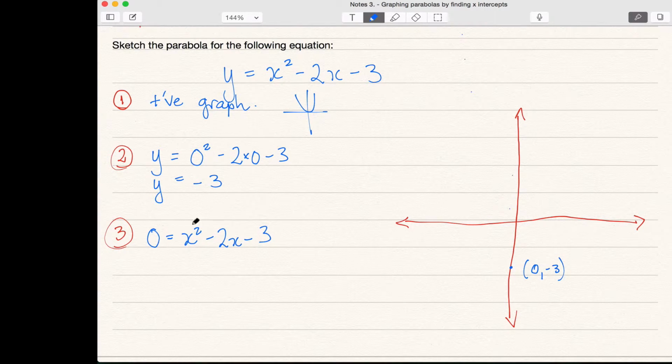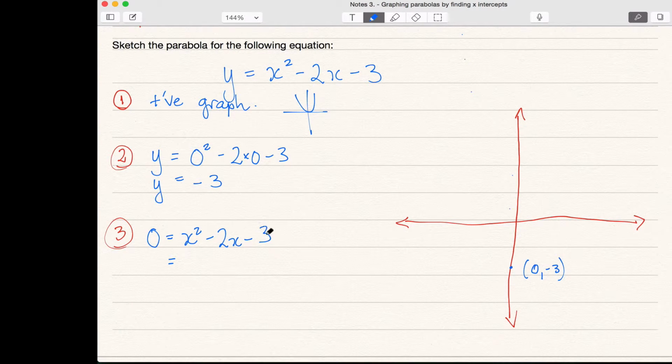And you remember when we tried to solve quadratic equations, we can't use inverse operations most of the time, sometimes we can. Most of the time we can't. This one won't be able to be solved by using inverse operations, so we need to factorize first.